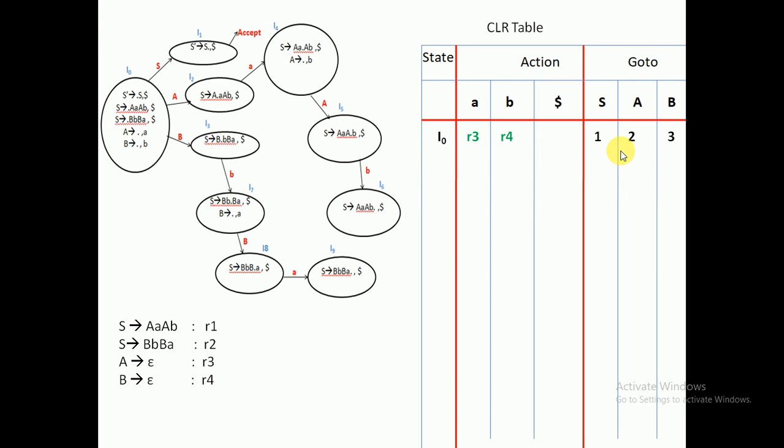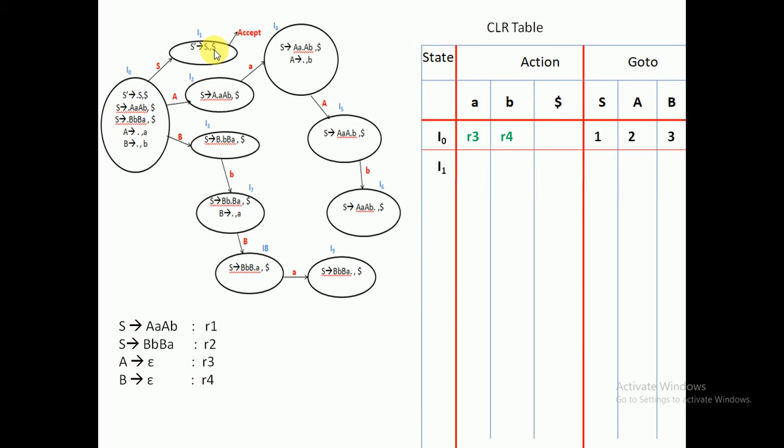Then go to the I1 entry. This is I1. It is also a reduce production. How do you say it is a reduce production? Because there is no other symbol after the dot, the entire production has been completed. So what is the lookahead of this production? Dollar. Dollar is the lookahead, and it is a reduce production.